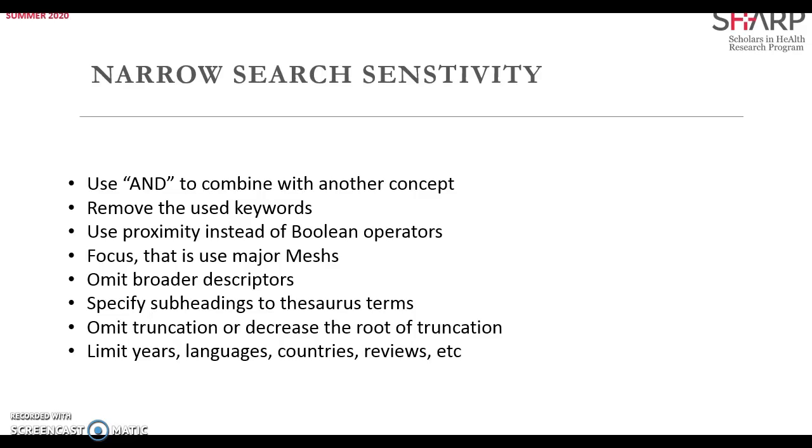Say I got too many results now. We're twisting the scenario. How would I narrow the searches? I would use AND to combine with another concept. Sometimes you ditch a concept because you think that if you only AND two concepts, you'll get too many.